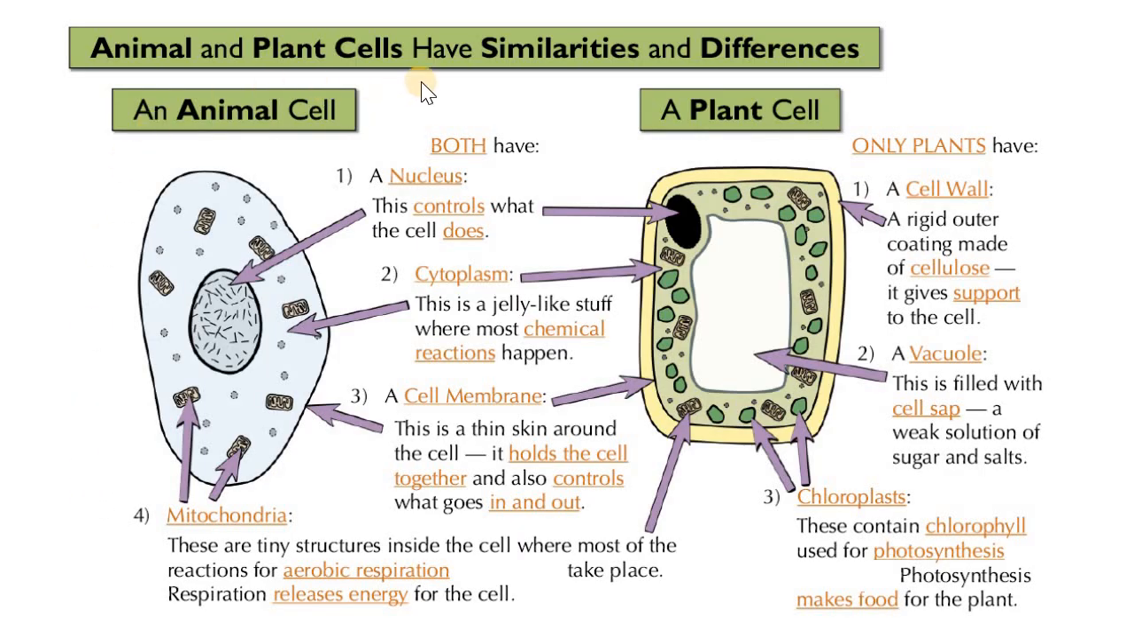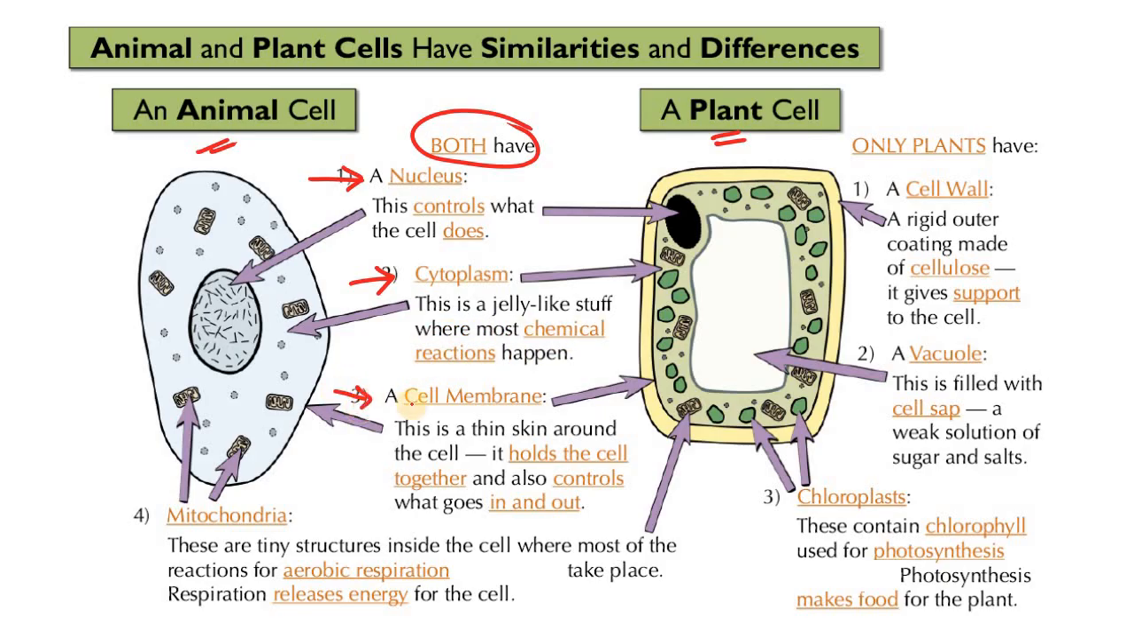But first, let us talk about the differences. You see, plant cell and animal cell, they have some similarities as well as some differences. Now, let us first consider the similarities. What both of them have. So if this is the animal cell and this is a plant cell, you see both of them have a nucleus which controls what the cell does. Next, both of them have cytoplasm. This is, you see, a jelly-like stuff where most chemical reactions happen.